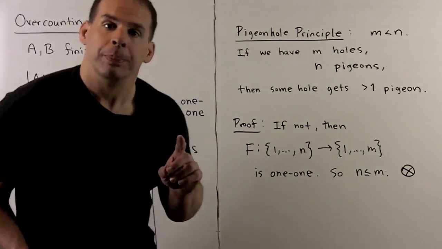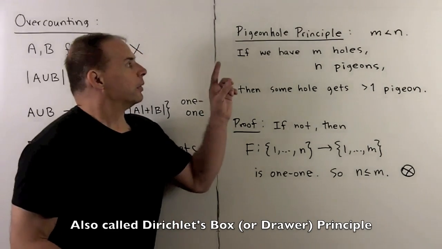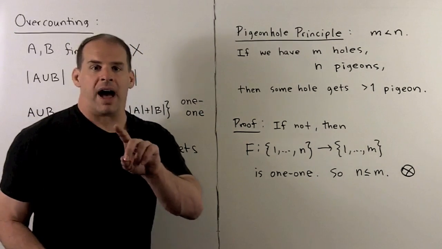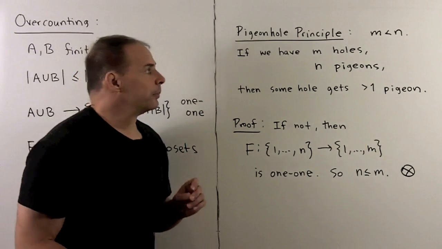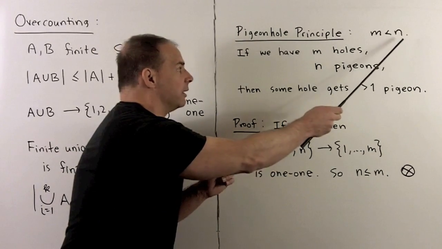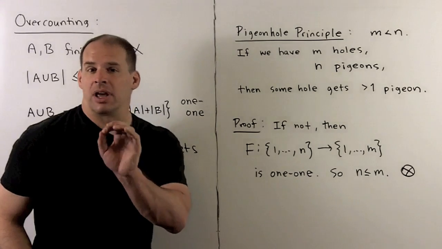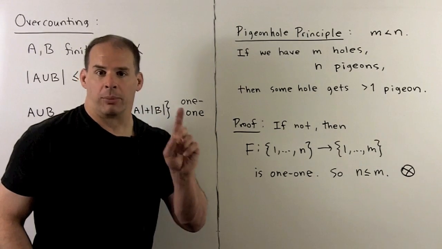As a final note, we have the pigeonhole principle. Now, this isn't very involved, but it's very useful. So if we have natural numbers, m and n, with m strictly less than n, if I have m holes and n pigeons, then some hole is going to get more than one pigeon.